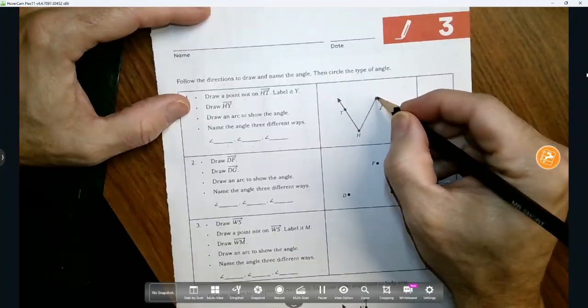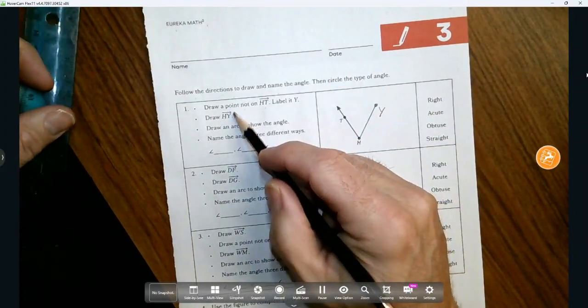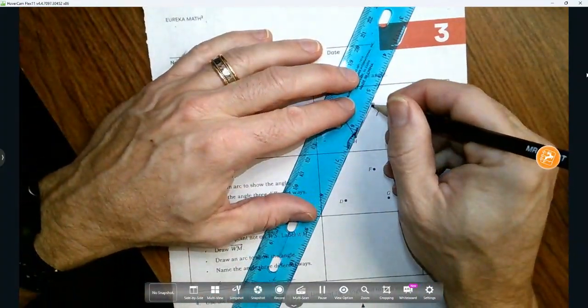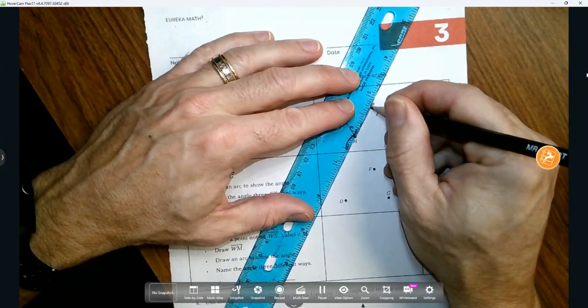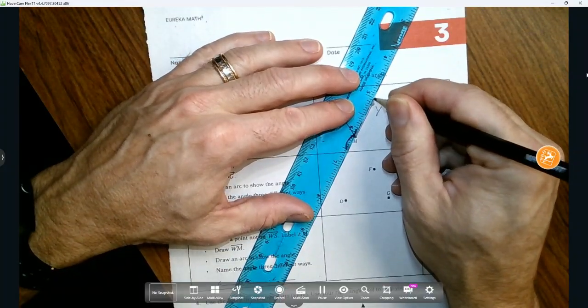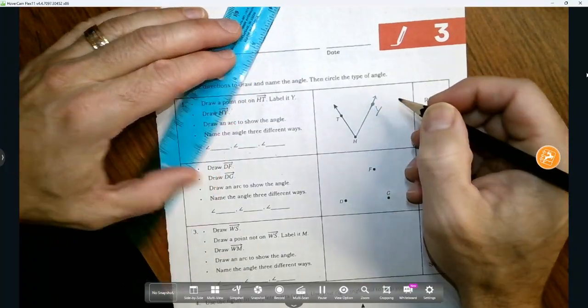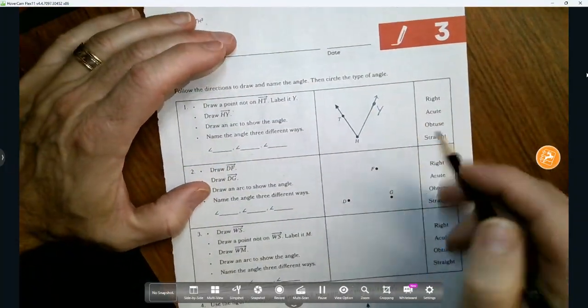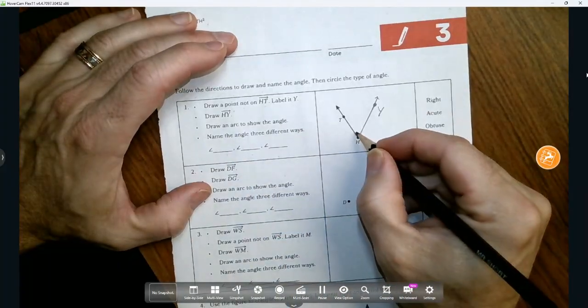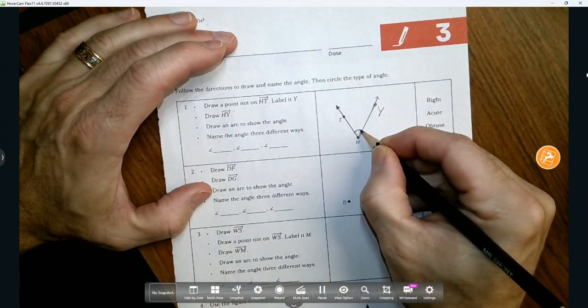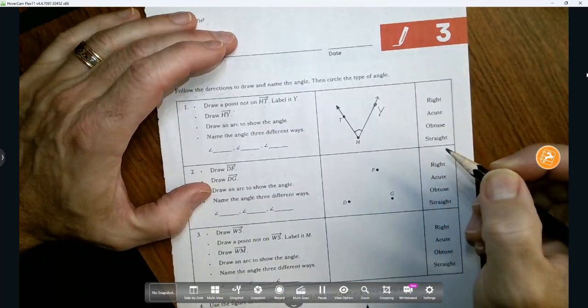Oh, it's supposed to be a ray. My fault. It shows it right there, and I didn't do it. Remember, those little arrows matter. So we're going to take that a little further past. There. Now we have our ray. Draw an arc to show the angle. So here's our arc to show the angle, just a little quarter circle, really.